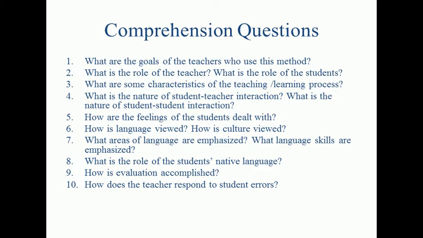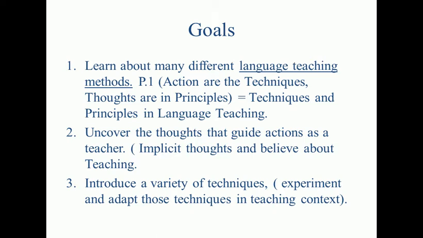Then I put some comprehension questions for students in order to help them find the answers to key areas of each book. For example, one of the questions is how is language viewed, how is culture viewed. So the students would be able to talk about the language and also about the culture, which is the most interesting point to be discussed in the class. Then we move to the goals of the book. Generally in each semester we have some general and some specific goals. In that book we focus on three main goals.